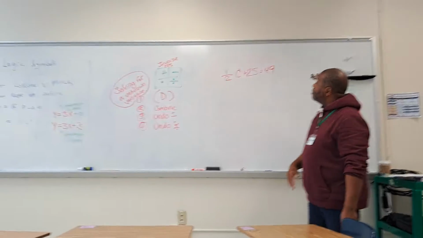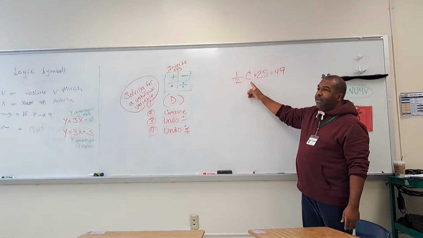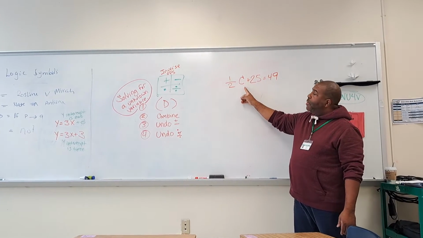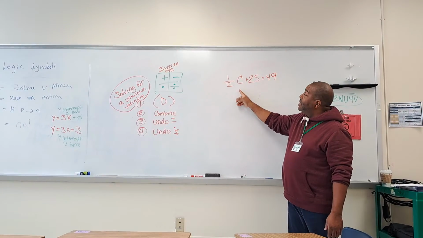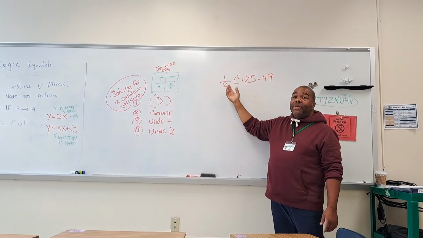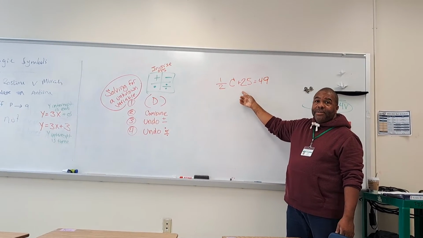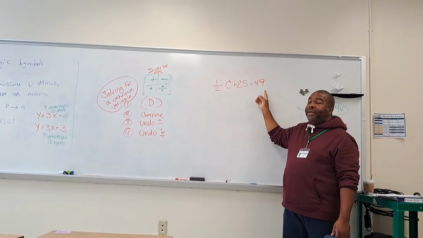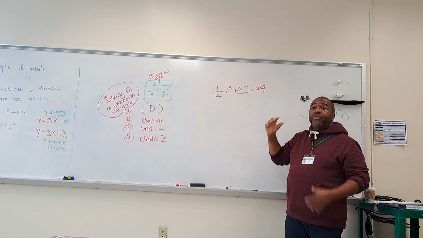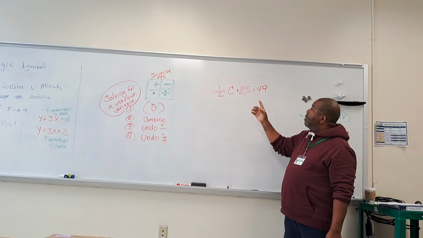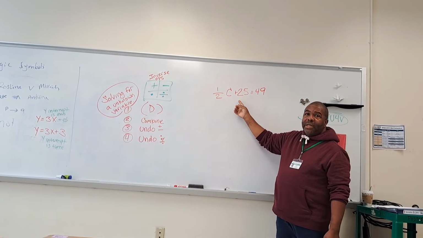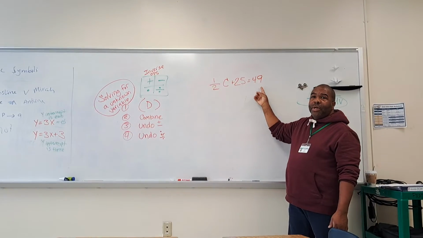All right, so whatever the cost is, that's what the C stands for. Whatever the cost is, we're going to take 1/2 of the cost, and we're going to add $25, and that's what our price is going to be. So for right now, 1/2 of the cost plus 25 is 49.